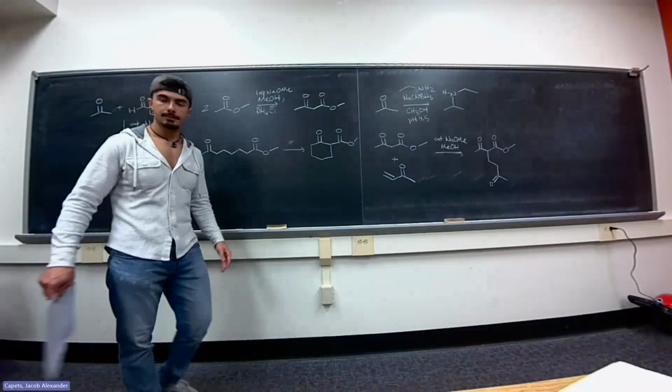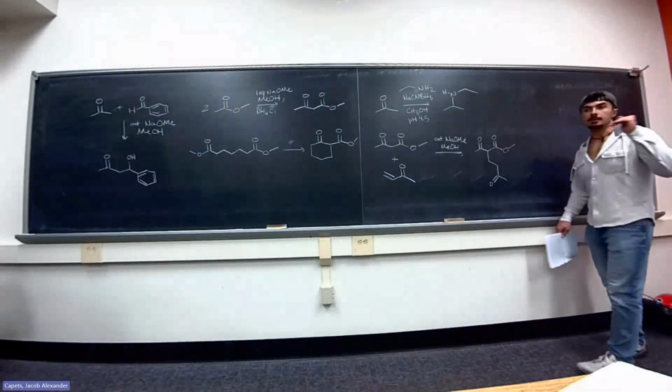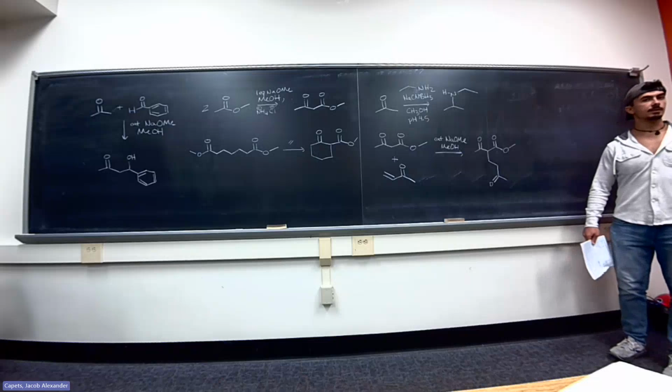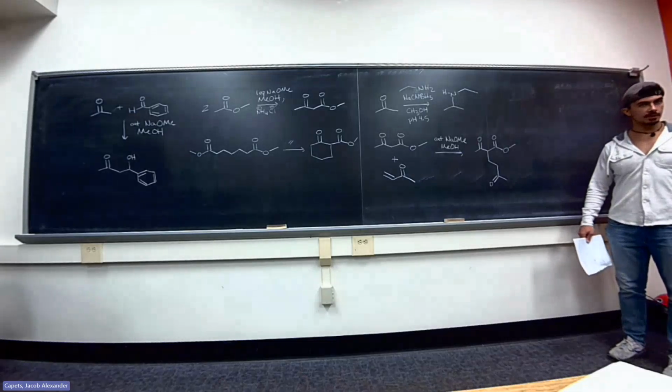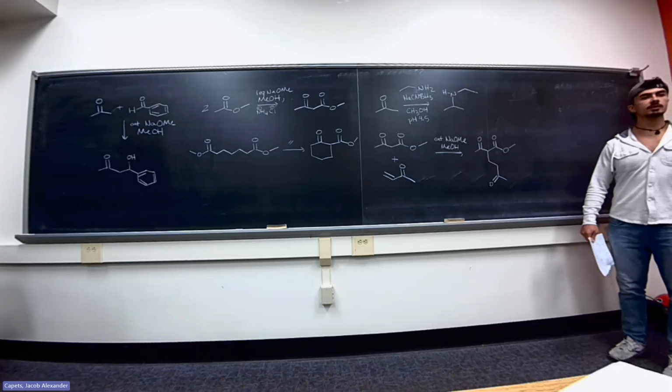The Robinson annulation is a sort of specialized Michael addition. It's like a Michael addition plus what? With an internal aldol, E1cB.